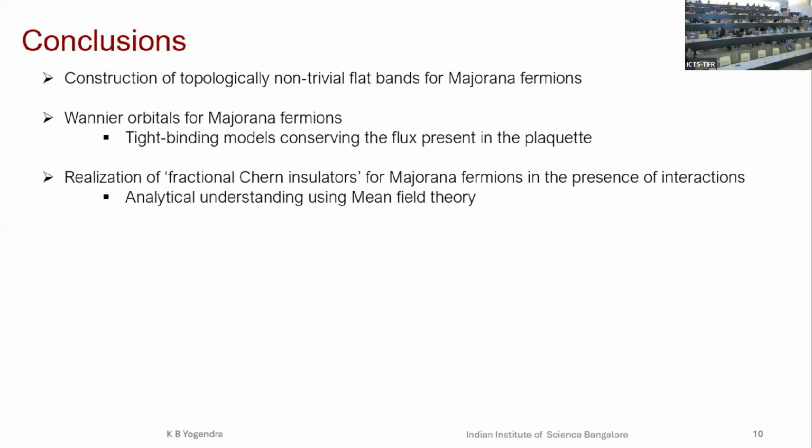Questions? If your system exhibits this fractional Chern insulator of Majorana fermions, is it going to have a thermal transport signature? Or how do you observe it experimentally?